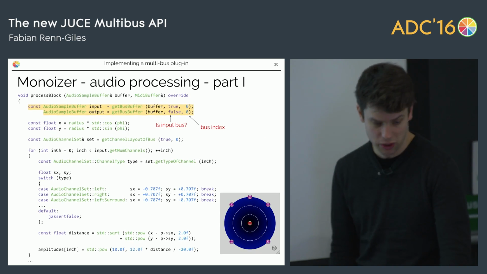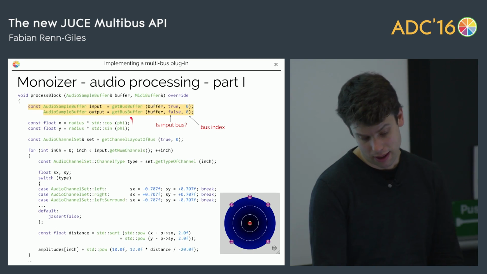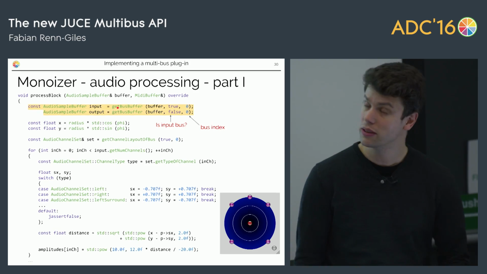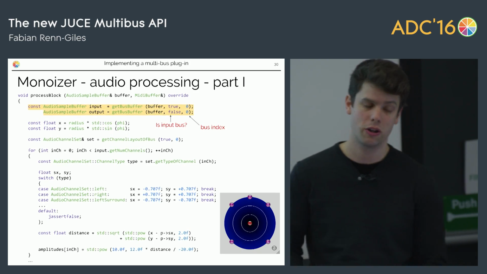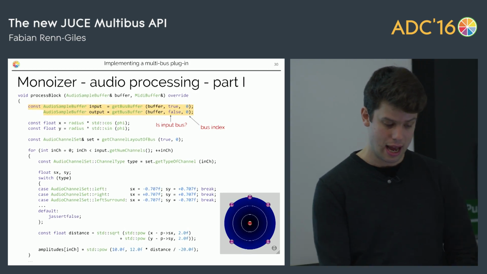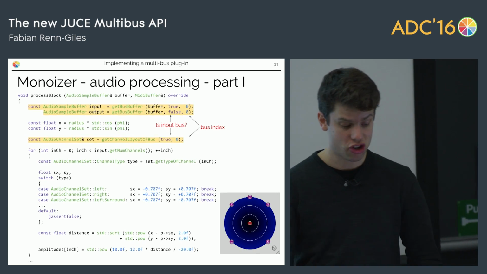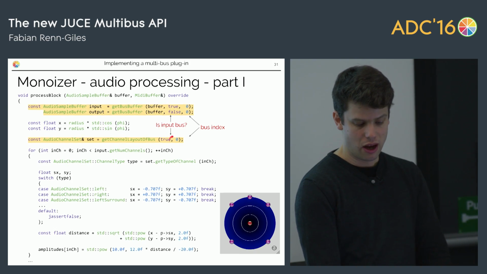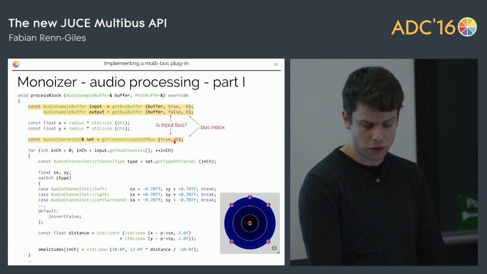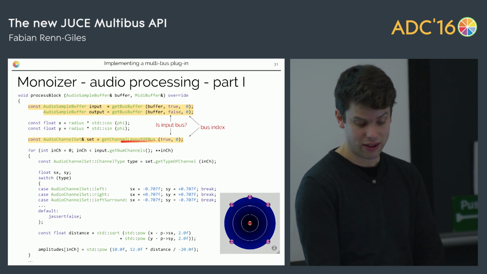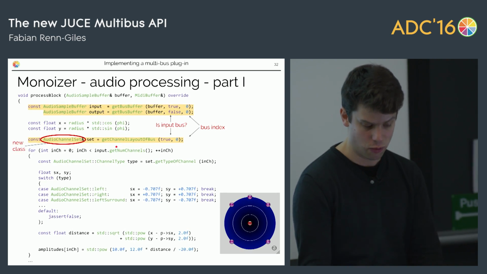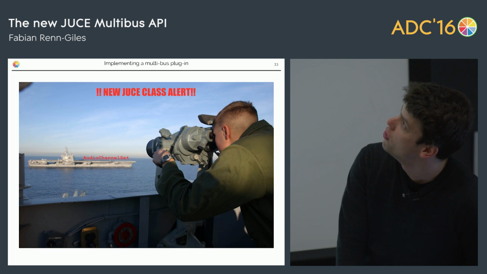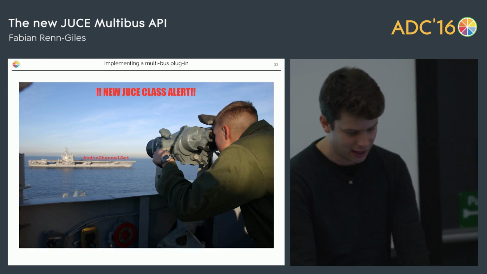Then in the process block method, we do the same thing again. We get the audio buffers for a particular bus. So here we get the audio buffer for the input bus and the audio buffer for the output bus. And then we get the channel layout of the input bus. So this true says, I want the input bus, and I want the first bus on the input side. And I'm going to get the channel layout of that bus. And whoa, what do we have here? Audio channel set. It's a new JUCE class alert right there.